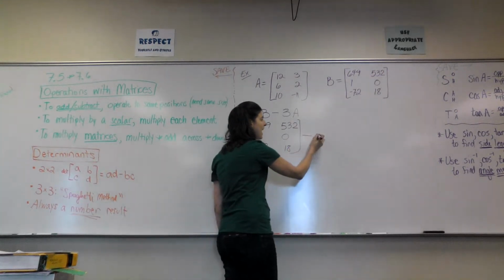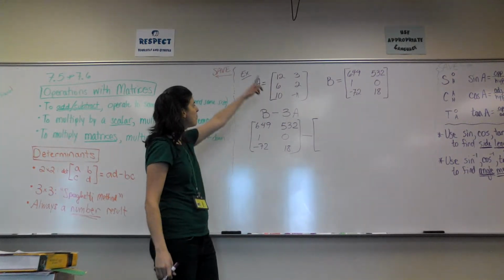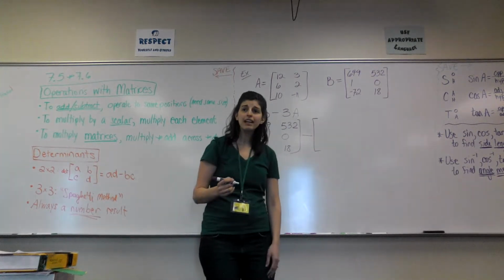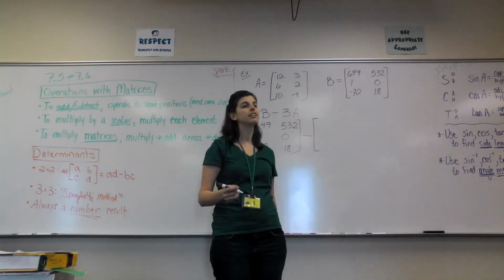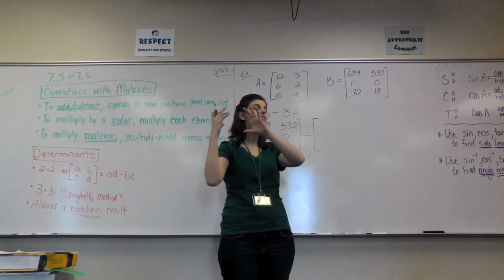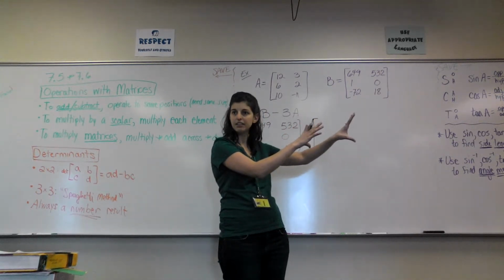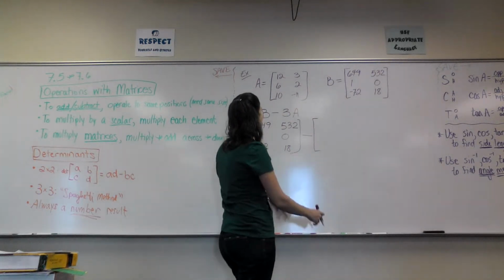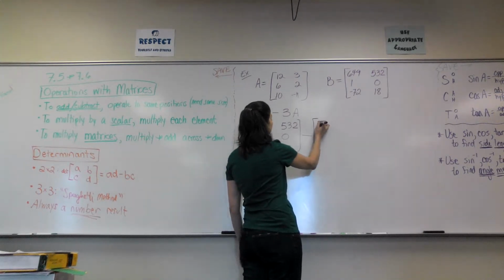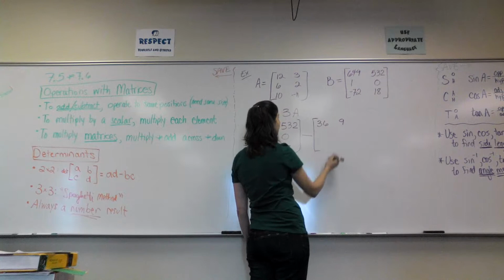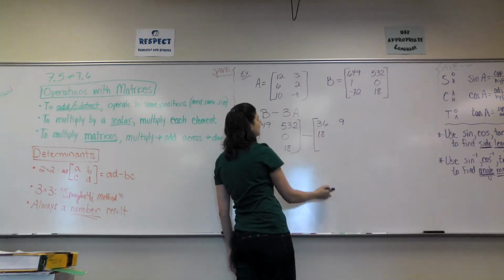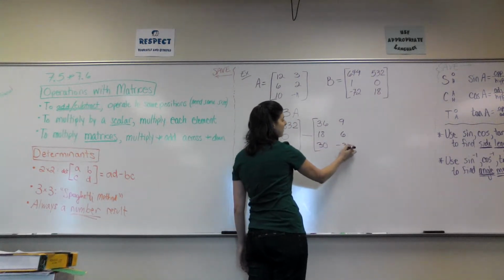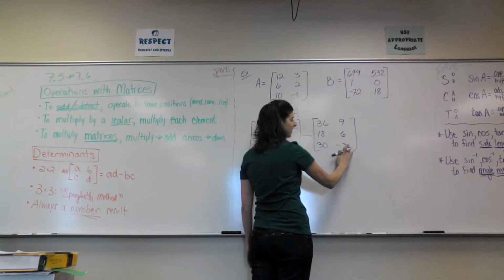Then I'm supposed to subtract 3 times matrix A. You multiply by a scalar by multiplying all of the elements by that scalar. If you're dividing, you do the same thing: you divide all of the elements by that scalar. Same type of skill. So 3 times matrix A is going to give me 36, 9, 18, 6, 30, and negative 33.